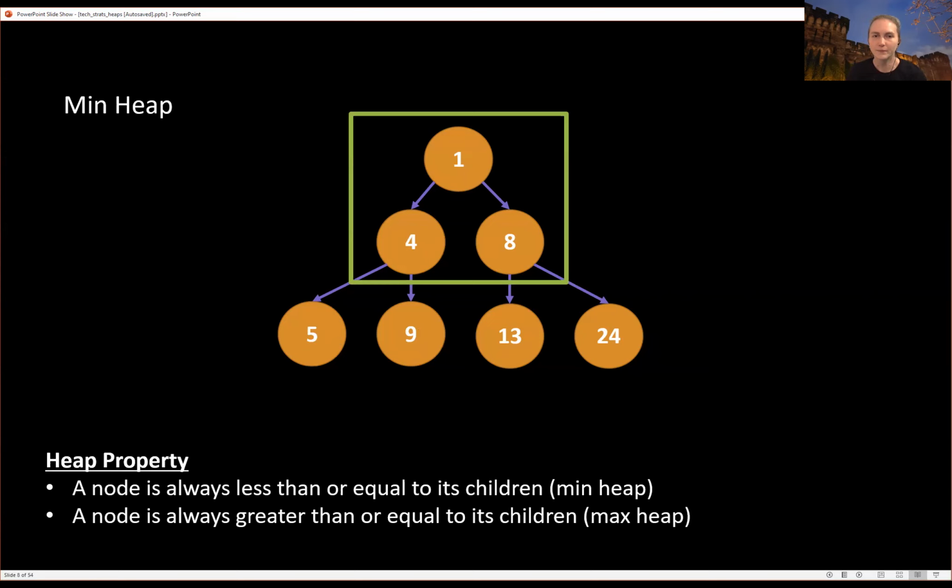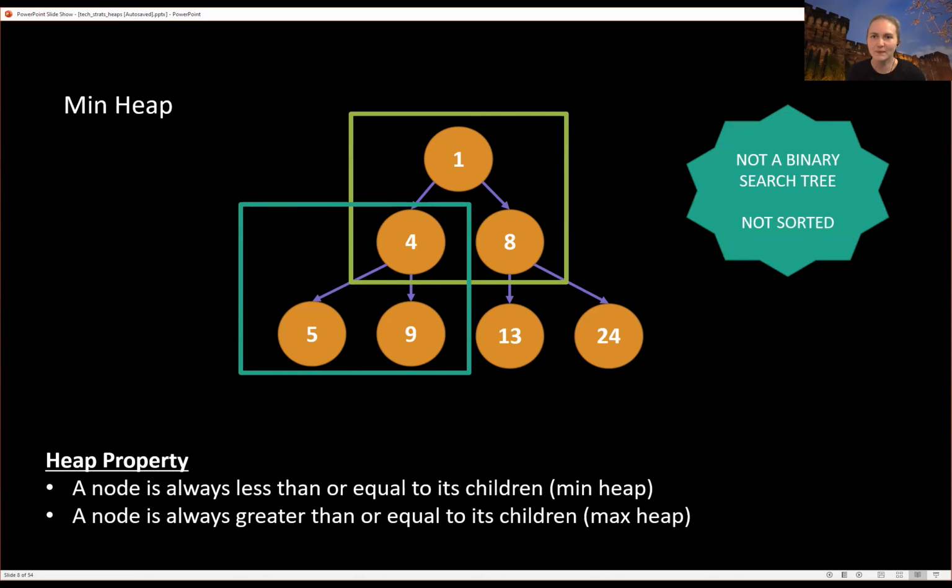So let's look at 1. 1 is less than 4, and 1 is less than 8, which means that it is less than or equal to its children, maintaining the heap property for a min heap. Let's look at 4. 4 is less than 5, 4 is less than 9, so it maintains the min heap property as well. But really keep in mind, this is not a binary search tree and it is not sorted. These numbers do not appear sorted in their level. The only thing you know for sure is that it maintains the heap property.